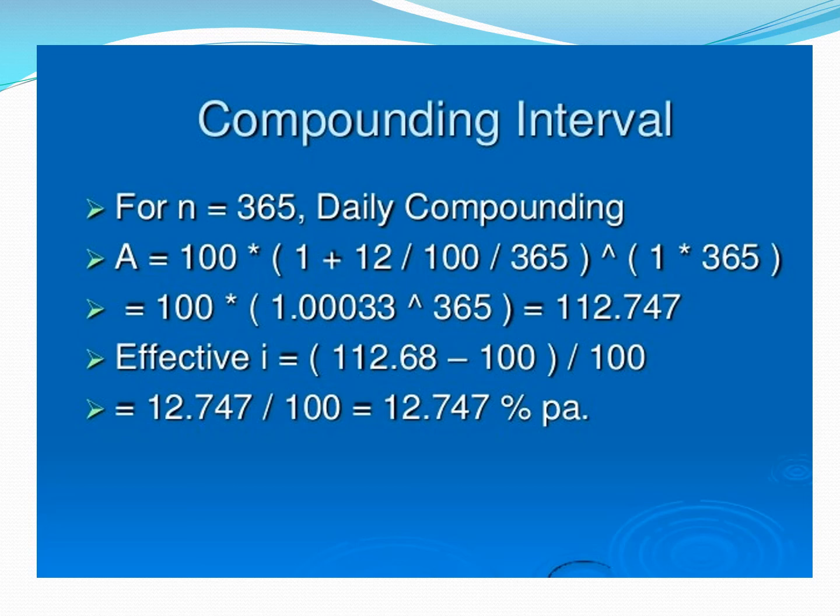Effective interest equal to (112.747 minus 100) by 100, which is 12.747 by 100, equal to 12.74 per annum. Therefore, with daily compounding, the interest at 12% becomes about 12.74% per annum.